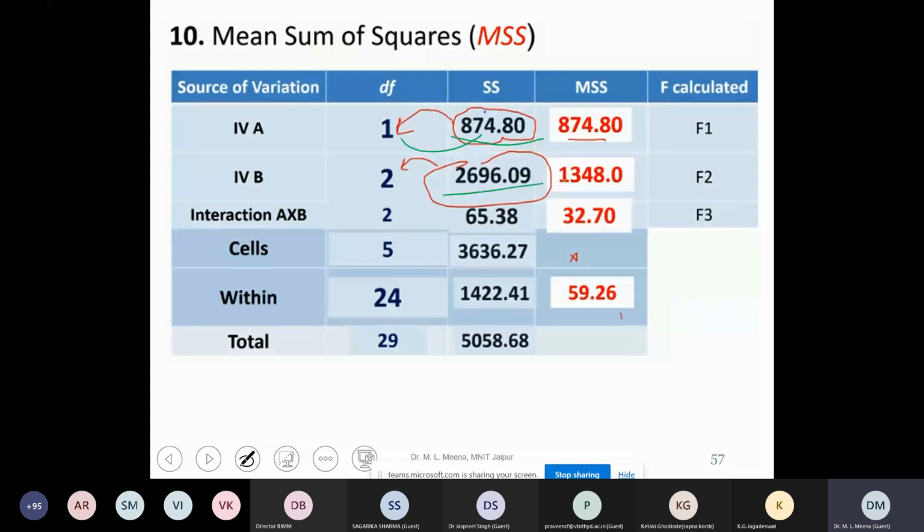Now next, the second last step of two-way ANOVA, find the calculated value, the F calculated value.